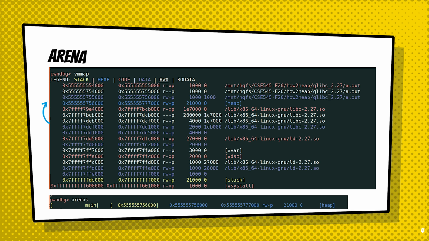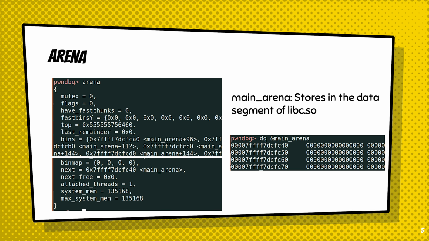Arena is a data structure that stores the necessary information in terms of the heap. libc has to know where the heap is so that libc is able to manipulate the memory on the heap. In order to let libc know about the current heap, libc has this data structure called arena, which is stored in the data segment of libc. Arena is composed of multiple components.